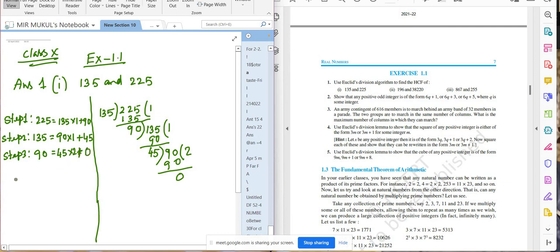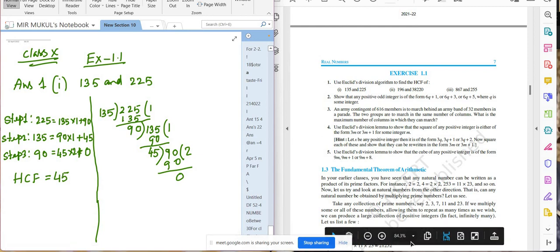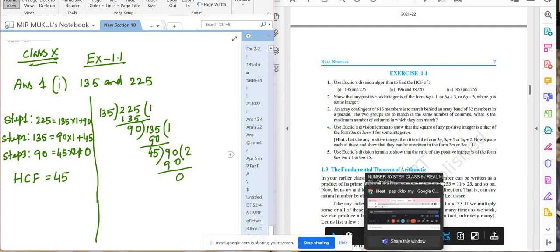So the last divisor will be the HCF. After that you will write the answer: HCF equals 45. Is it clear? So if you show the division method, maybe the teacher will not give marks, because you have to use Euclid division algorithm and write stepwise. So write this down and do the second and third question quickly.